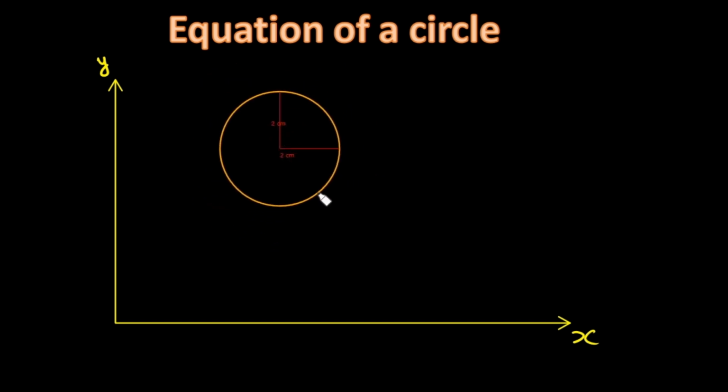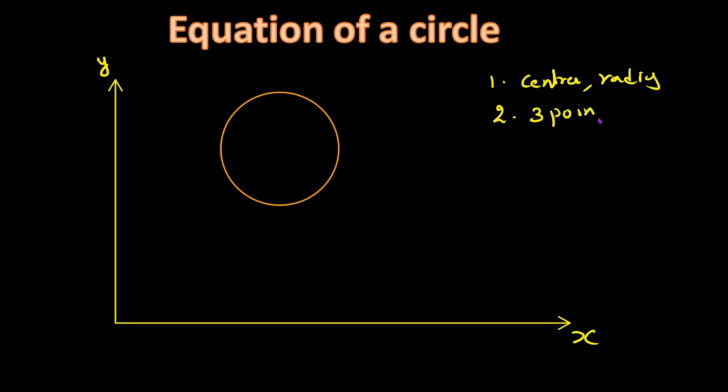Let's take a circle somewhere. I draw a circle in a coordinate system. So what are the ways to draw the circle? If you know two parameters, then you can draw the circle. First, if you know the center and radius of the circle, you just mark the center, take the compass, measure the radius, and then you can draw the circle. Or if you know 3 points on the circle, you can draw the circle. So let's see the first way.